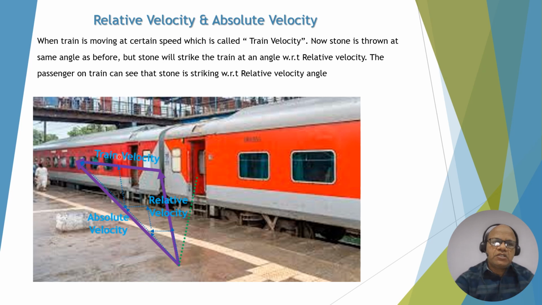Earlier, when the train was in a stop condition, it was striking with this angle, but since the train is moving, it will strike like this. A passenger on the train can see this relative velocity. The passenger can see that a stone is coming like this. So this is called relative velocity, this is absolute velocity, and this is the train velocity.